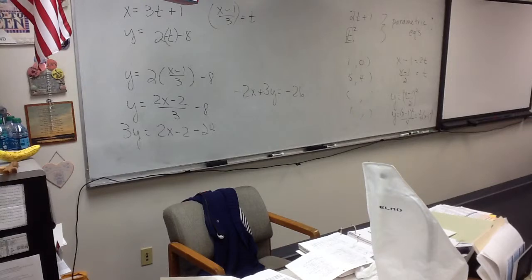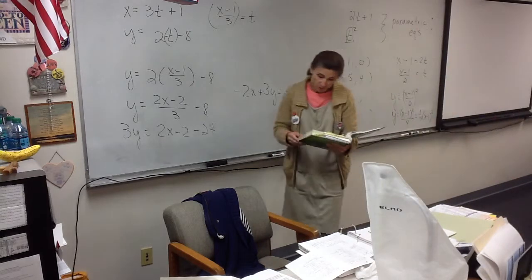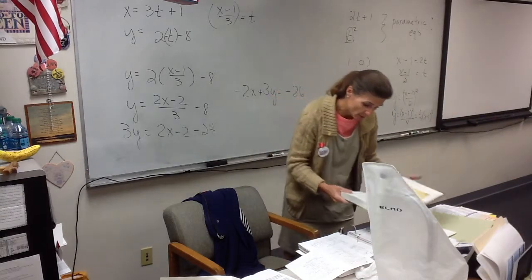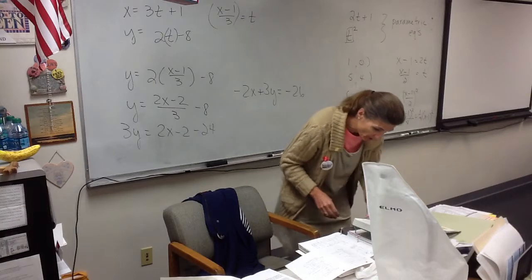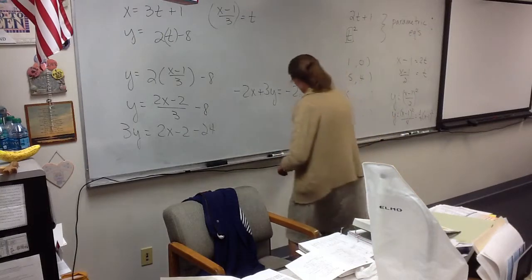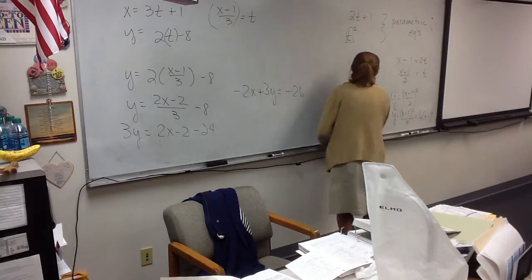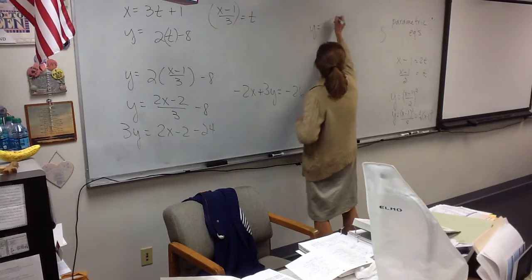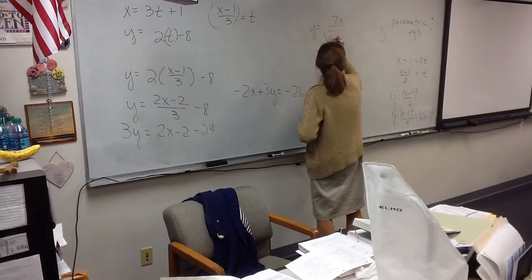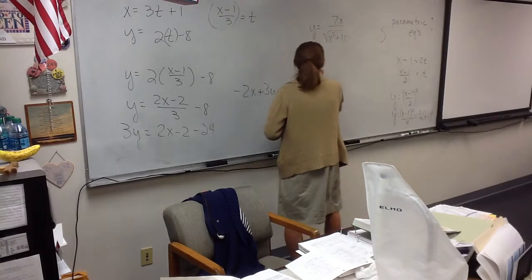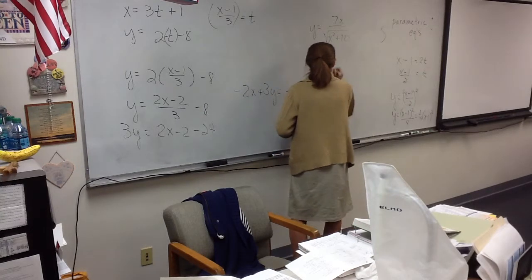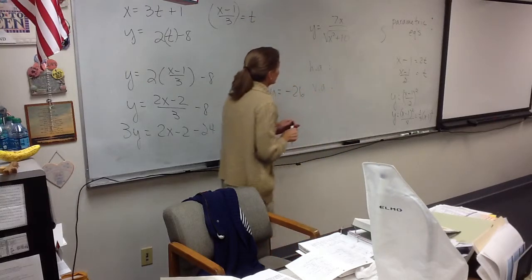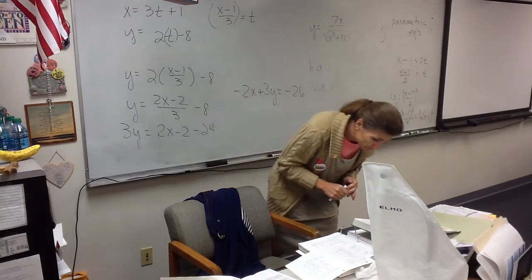23, and I am back on page 165. Number 23 says, find the vertical asymptotes, horizontal asymptotes, and state your equation. Okay, so 7x over the square root of x squared plus 10. We want the horizontal asymptotes and the vertical asymptotes. Did I copy that right?